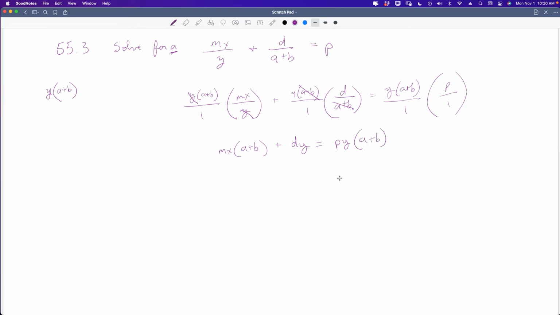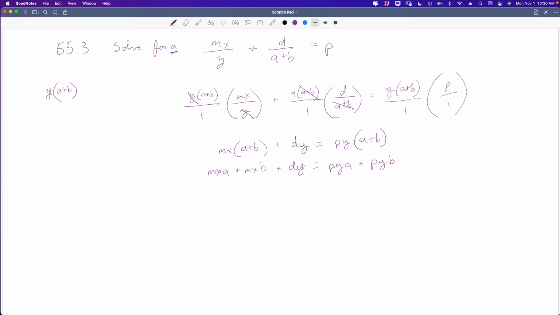All right. Now, in order to solve this, we've got to go ahead and distribute because a is one of our terms in this distribution, and that's what we're solving for. So we have to simplify it, and in order to simplify it, we have to distribute it. So this is going to give us mxa plus mxb plus dy equals pya plus pyb.